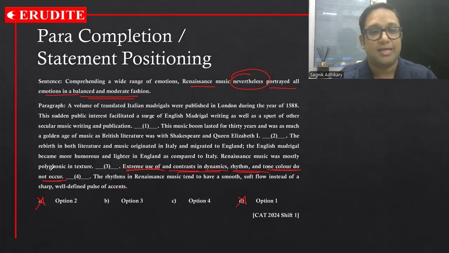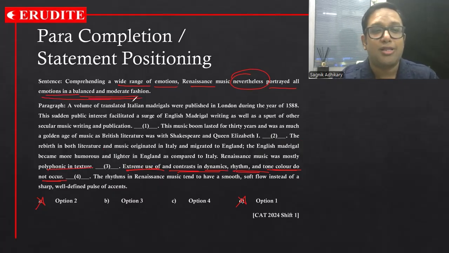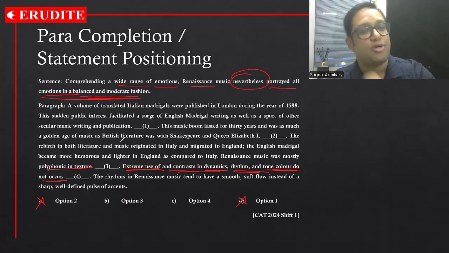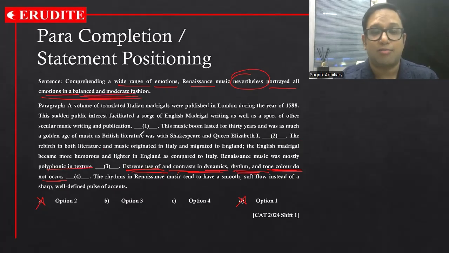Before that, we see it was polyphonic in nature. It had a wide range of emotions. Nevertheless, it portrayed all the emotions in a balanced and moderate fashion. Extreme uses of contrast in dynamics, rhythm, tone color do not occur because Renaissance music portrayed these emotions in a balanced and moderate fashion.